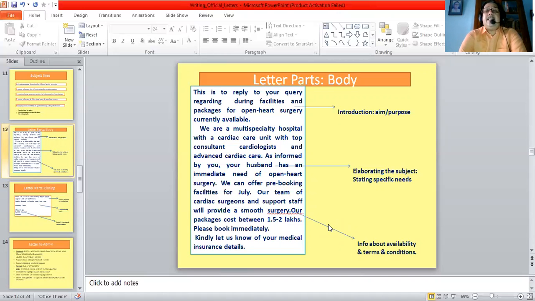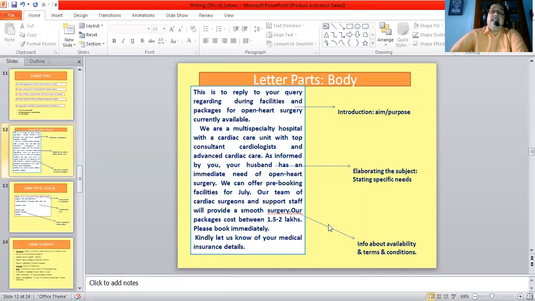So we can see that in the introduction to this letter, the purpose is very clear. It's a reply for a query regarding facilities and packages for open heart surgery. And the person who is writing needs immediate open heart surgery for her husband. And then elaborates the subject in details.